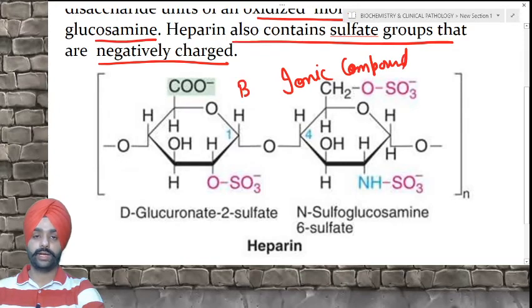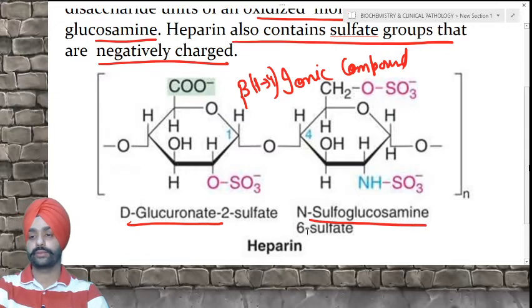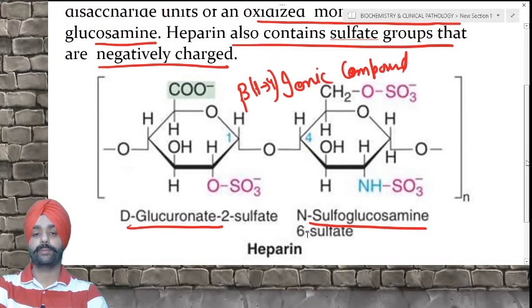It mainly has a beta 1,4 linkage between D-glucuronate and N-sulfoglucosamine sulfate. This is the structure of heparin. Note it down.